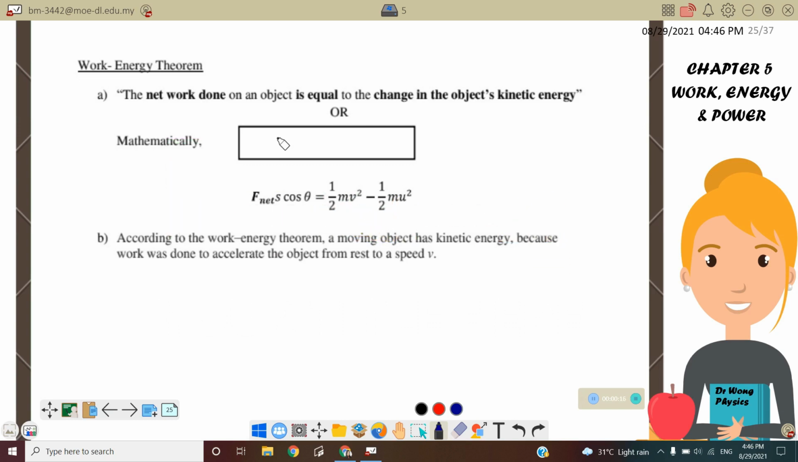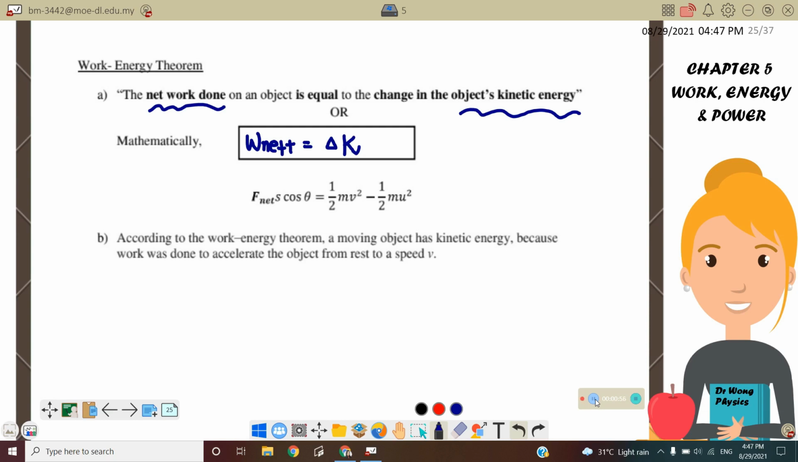What is the meaning of the work energy theorem? The work energy theorem states that the net work done on an object is equal to the change in the object's kinetic energy. We can write this as work done W net equals the change of kinetic energy, or W equals net force times displacement times cos theta, equals half mv squared minus half mu squared.